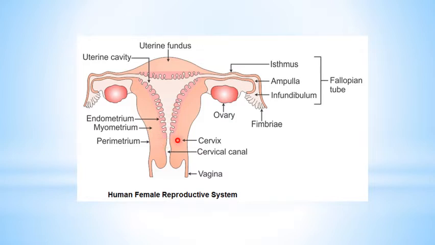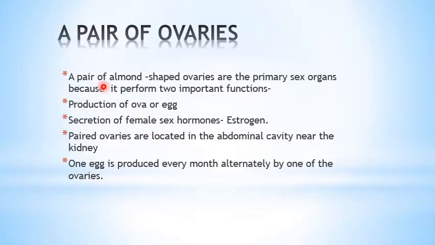This is the cervix, the cervical canal, and the vagina, through which the delivery of the child takes place, also known as the birth canal. So first we will discuss the pair of ovaries. A pair of almond-shaped ovaries are the primary sex organs because they perform two important functions. Number one is the production of ova or eggs, and number two is the secretion of the female sex hormone, estrogen.